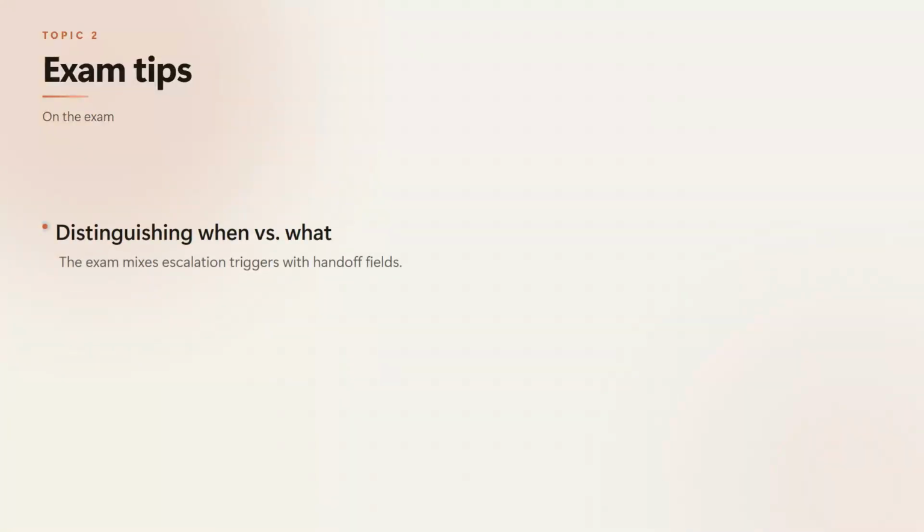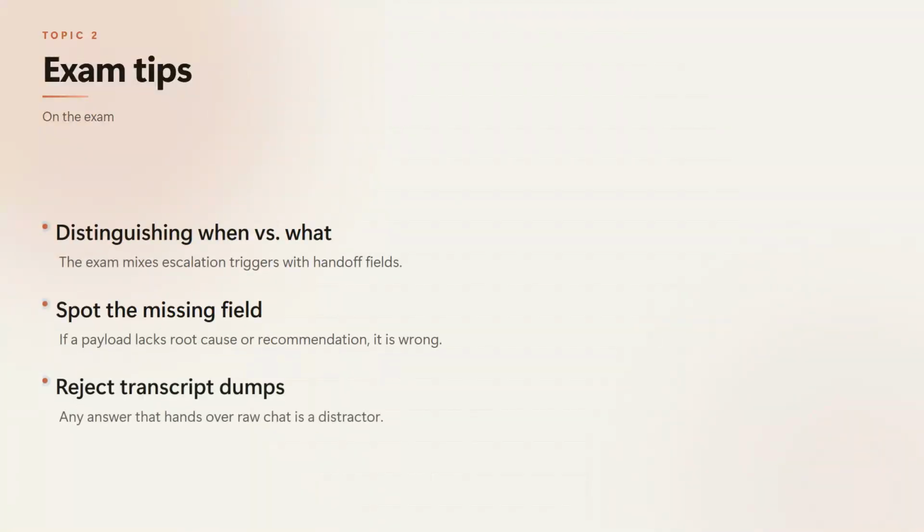On the exam, this is tested by giving you a scenario and asking you to evaluate a handoff payload. The most common distractor is a payload that includes the escalation trigger conditions instead of the handoff fields, mixing the when and the what. Another is a payload that looks structured but uses free text names instead of machine keys, or omits the root cause. If you see an answer that hands over the raw transcript or a one-line summary, reject it immediately. This is testcraft. The exam wants you to spot the missing field that would force the human to ask a question.